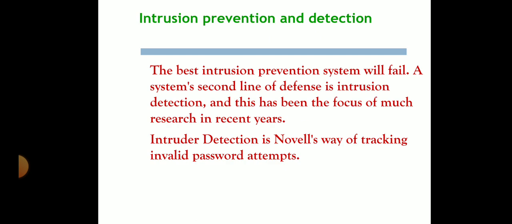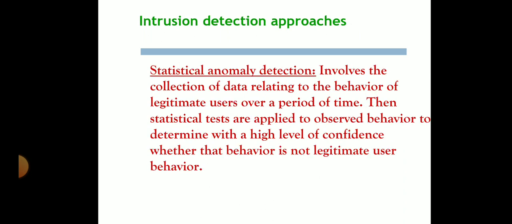Next is intrusion prevention and detection. If the best intrusion prevention system fails, we have to go for the second one, that is the intrusion detection system. After the intrusion happens, we have to find out about the intrusion. That is what we call the intrusion detection system. In the intrusion detection system, we have two approaches: one is statistical anomaly detection, and the other is rule-based detection.